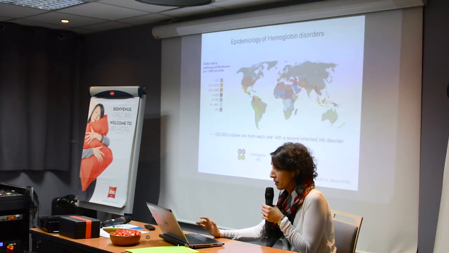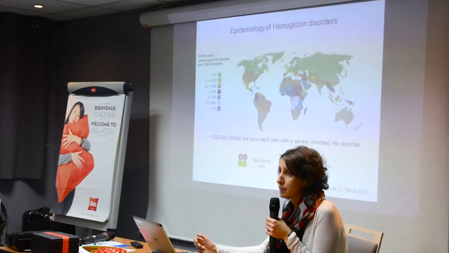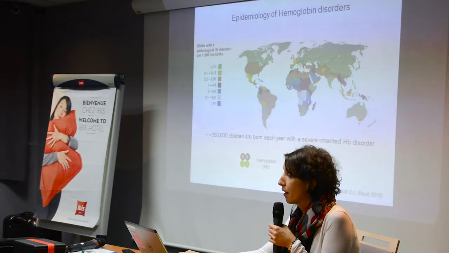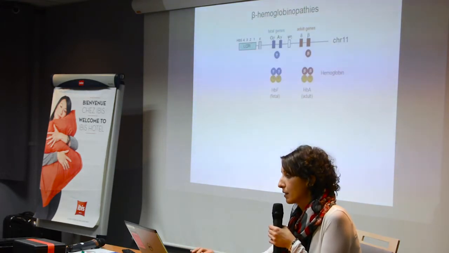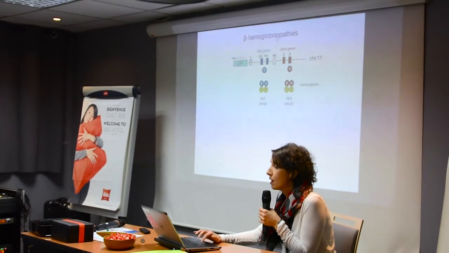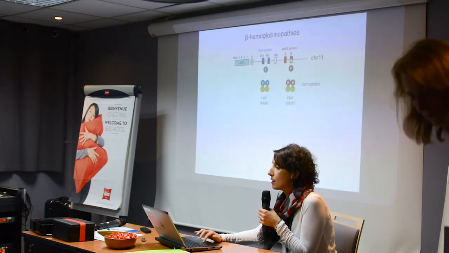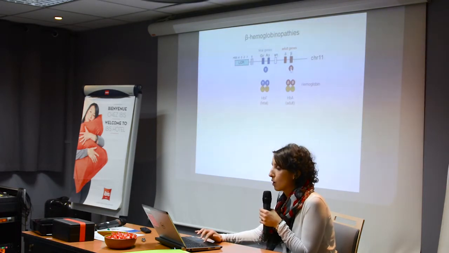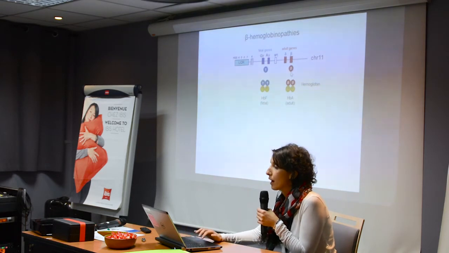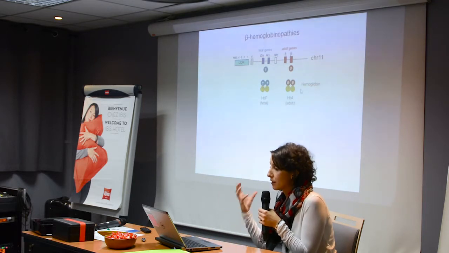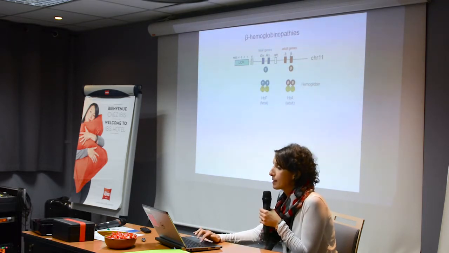They are present all over the world, with more than 300,000 children born each year with a severe hemoglobin disorder. I'm working on beta hemoglobinopathies, in which the gene affected is the beta globin gene. This gene is necessary for the production of beta globin, which forms, together with alpha globin, the real hemoglobin tetramers. This happens in adult cells, while during fetal life, before birth, we have a different kind of hemoglobin in the blood.